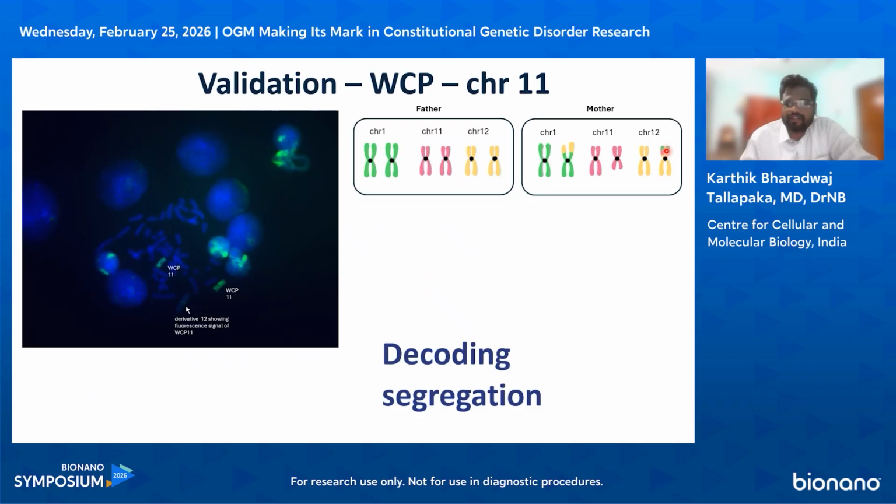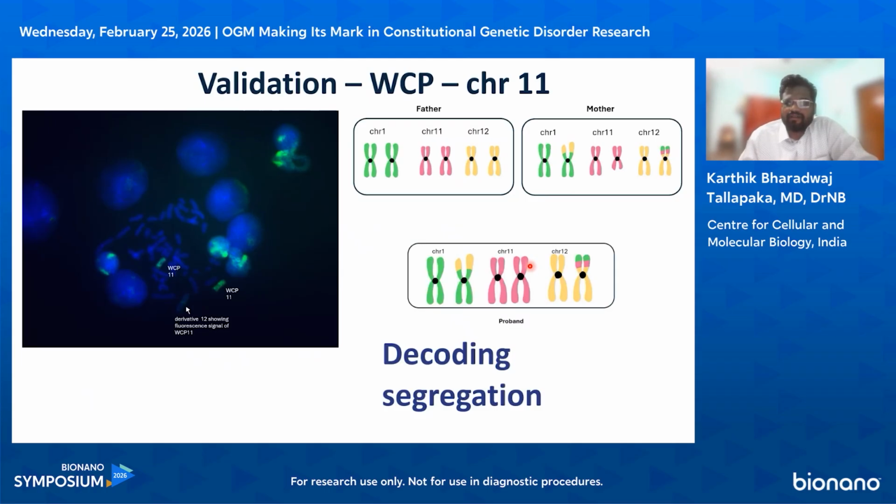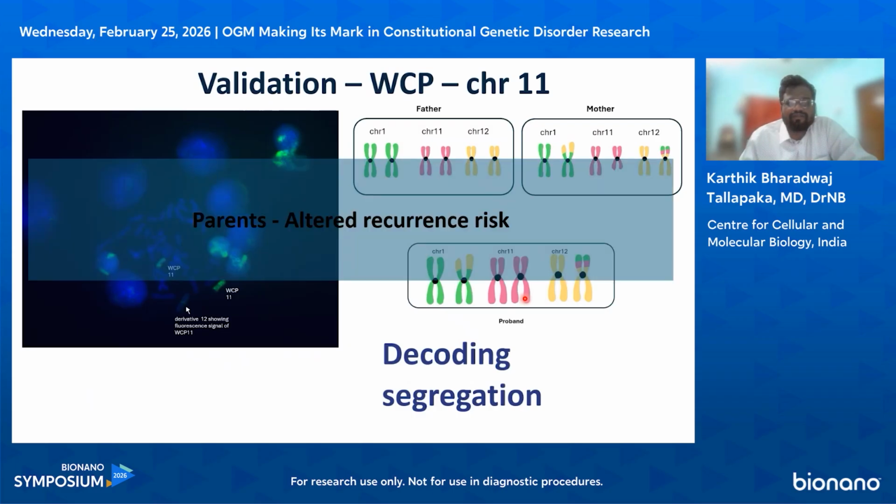So therefore, in the proband, when the proband has inherited, and of course mother has the deletion in chromosome 11, which is when the normal chromosome 11 had come from the mother along with normal chromosome from the father, it resulted in a net negative excess of material from chromosome 11, which is manifesting as a duplication and further global developmental delay in the child. So this significantly altered the recurrence risk in this couple.